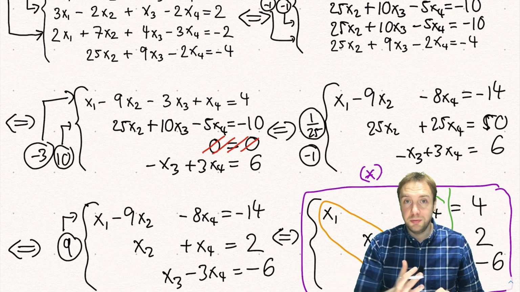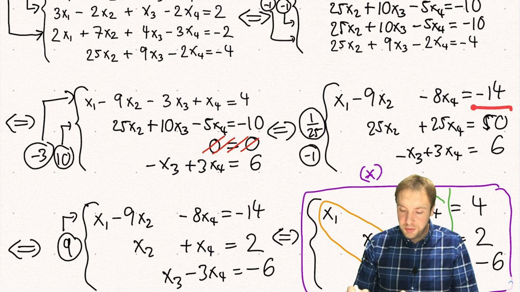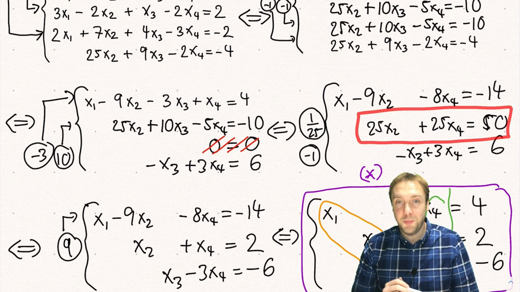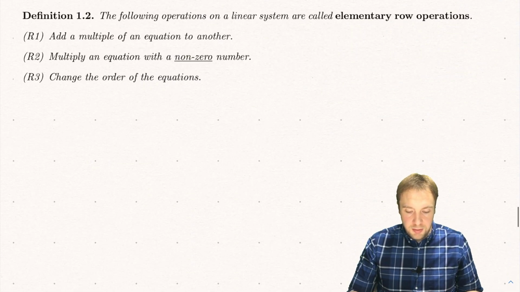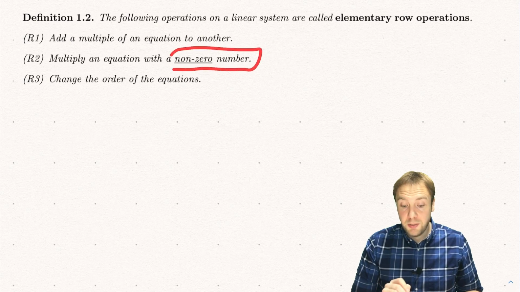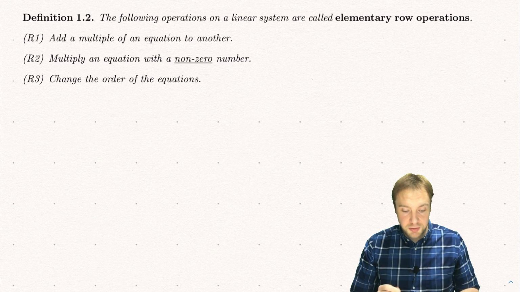We wouldn't be able to invert. So from the equation 0 equals 0, we wouldn't be able to obtain this equation here. So it's really important that these operations are also invertible. And this is the case if we multiply with a non-zero number, because every non-zero number can be inverted.